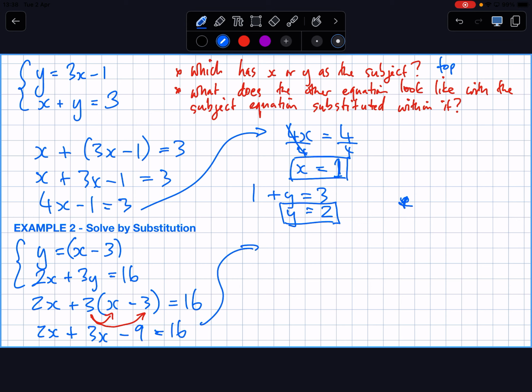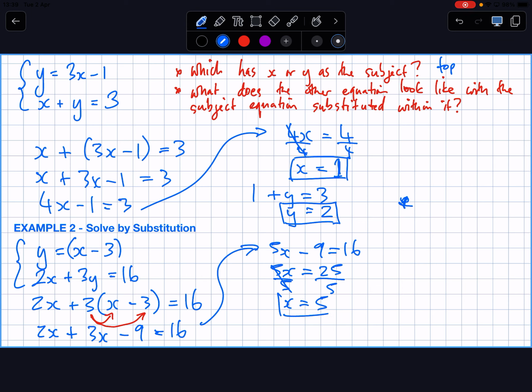Let's put our working up out here. 2x plus 3x. How many x's do I have? 5 x's. Take 9 is equal to 16. How do I get rid of taking 9? Adding 9, so 5x is equal to 25. How do I get rid of timesing by 5? Divide by 5. X is going to be, should I say 1?